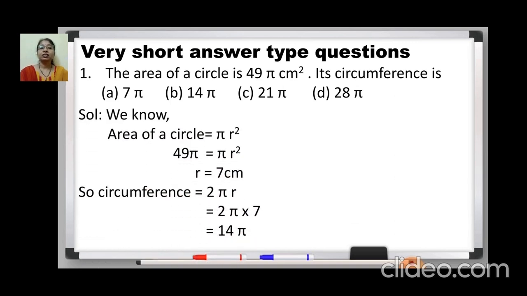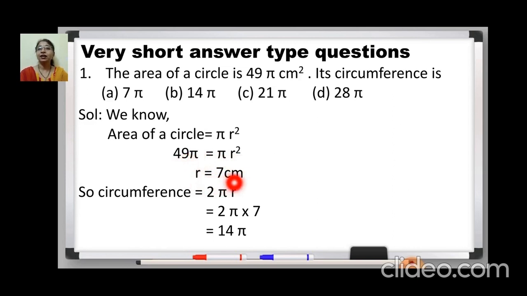So area of the circle is given to you. So let us apply formula for area of a circle. Area of a circle formula is pi r square. This left hand side is given to you. Area of circle is 49 pi. Substitute here, is equal to pi r square. Now this pi and pi will get cancelled. So r square is equal to 49. Taking square root on both the sides, you will get r is equal to square root of 49, which is 7. So in this way you will get value of r.